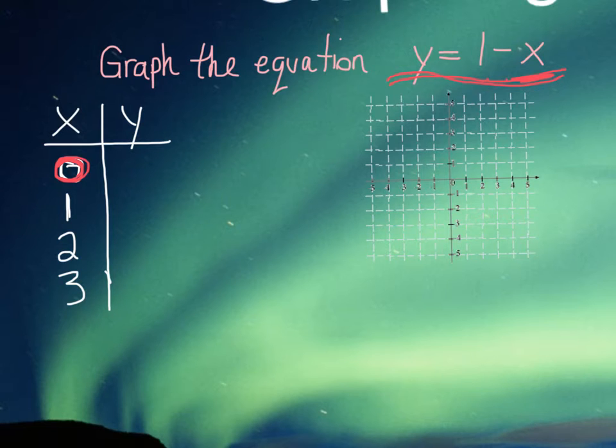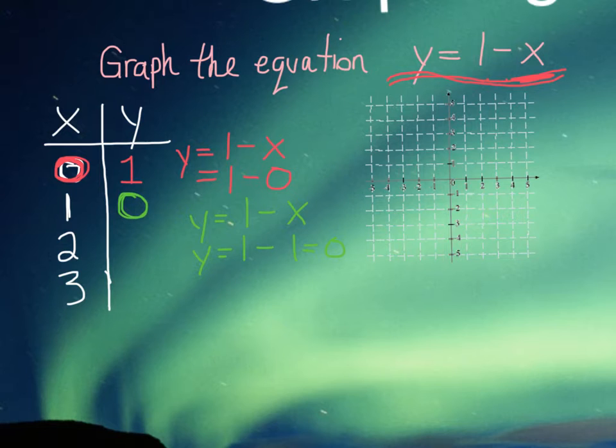Again, if I write that out, our y value is going to be 1 minus x, which in this case is 1 minus 0, which is simply 1. Okay, next we need to figure out what's the y value when x is equal to 1. So in this case, where y equals 1 minus x, this time our x value is 1. And what is 1 minus 1? 0. So we get a value of 0.